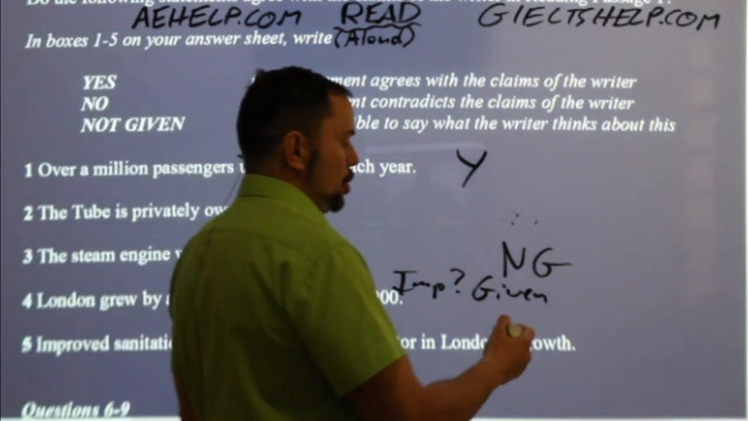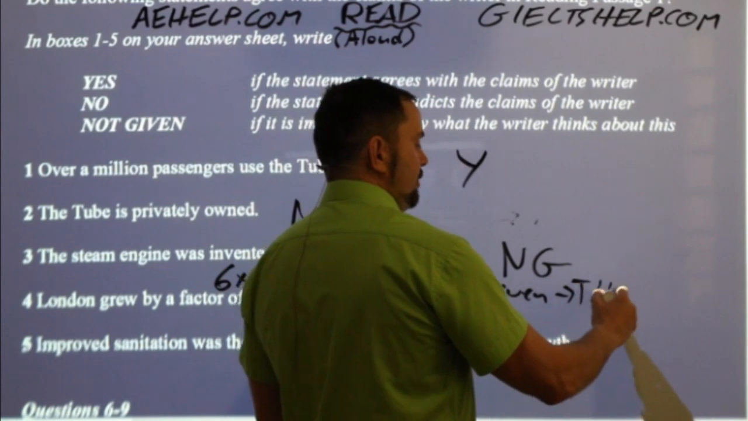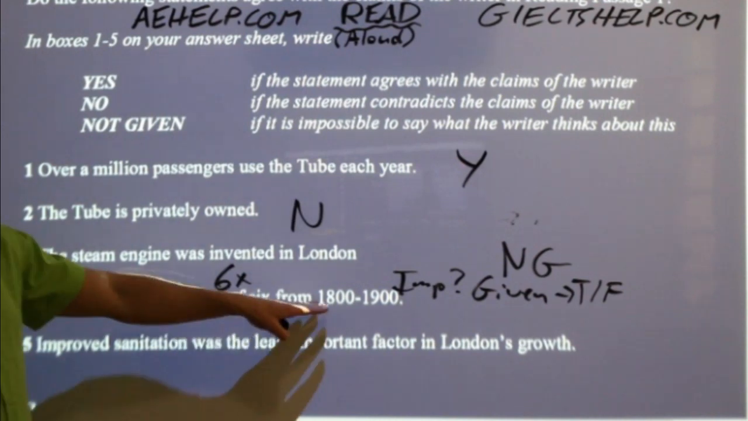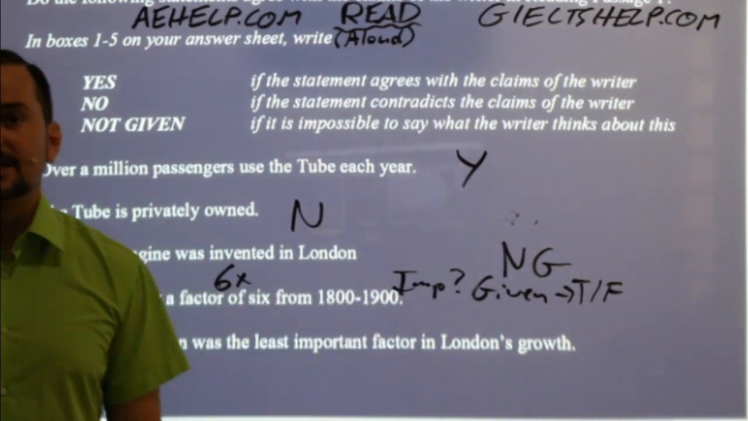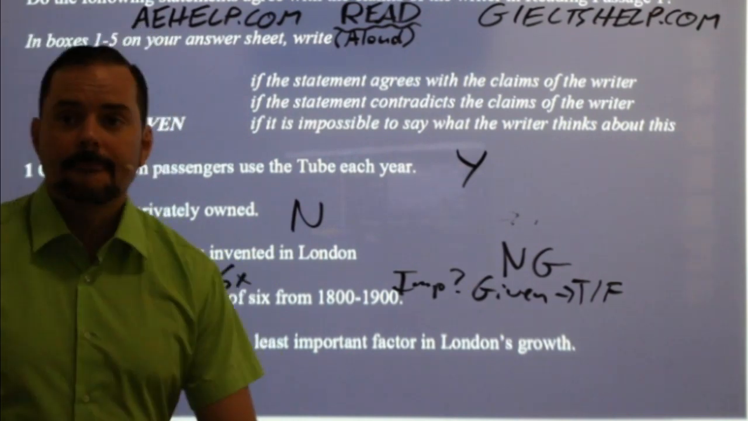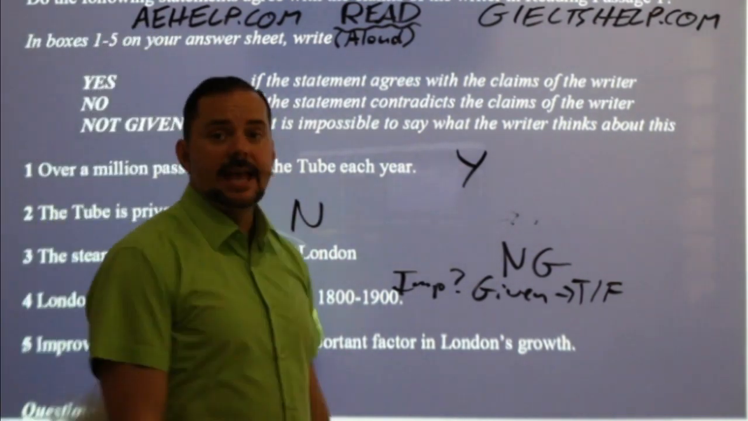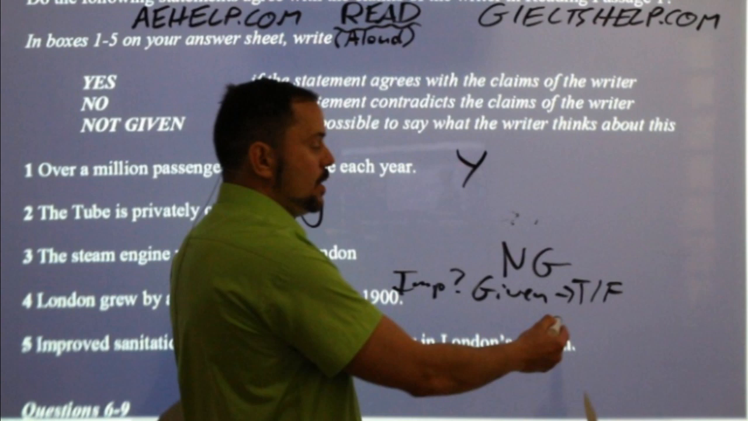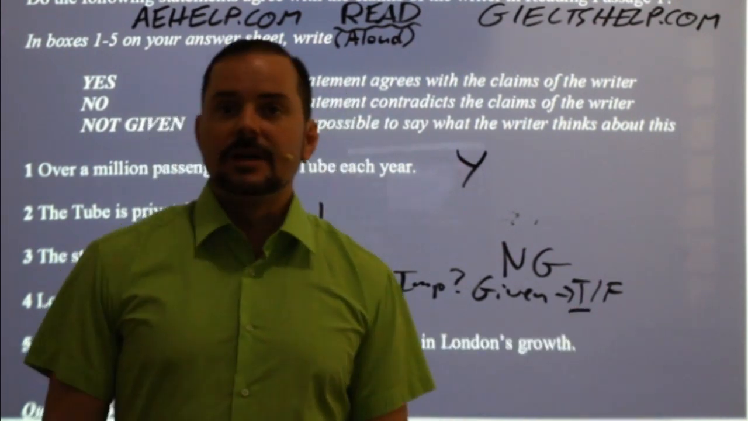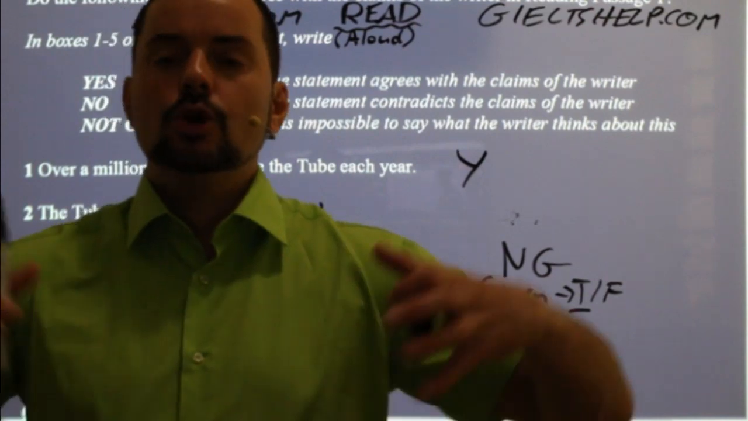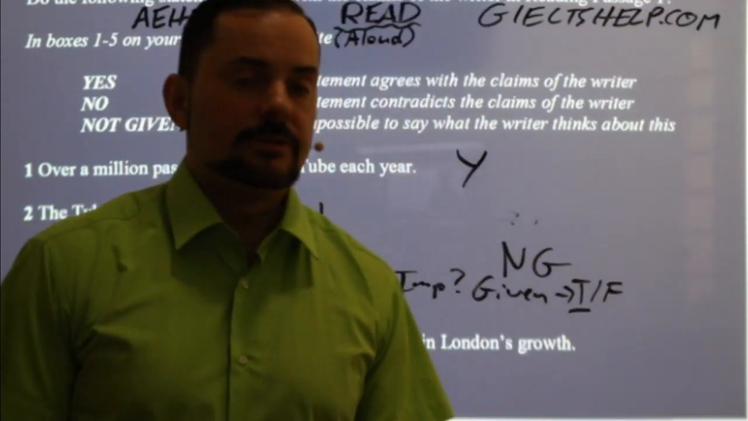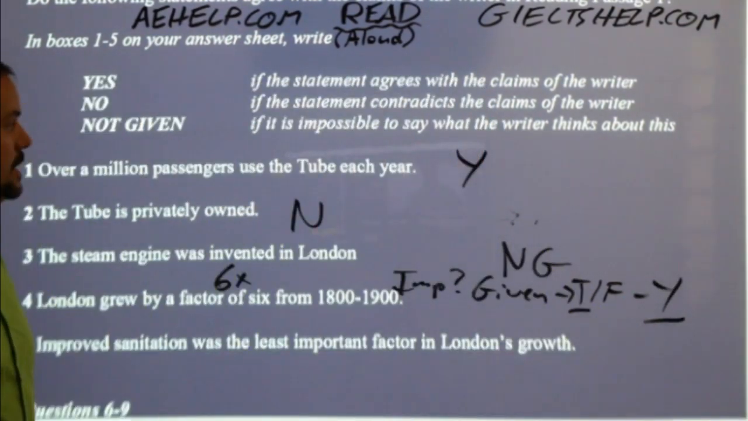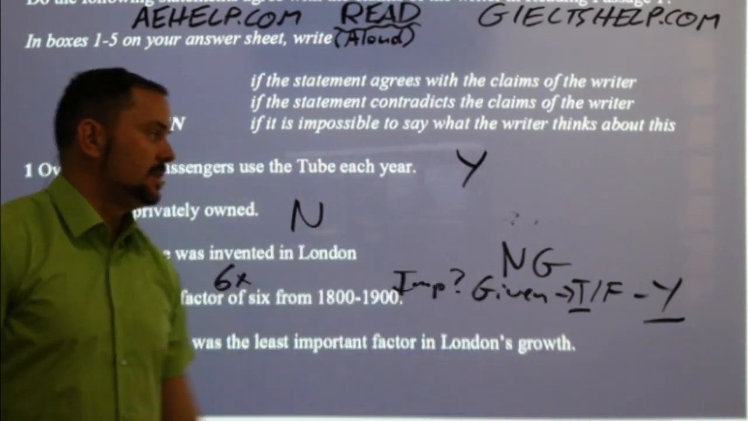So is it true? True or false? Did London grow by at least 6 times from the 18 to the 1900s? Is that true or false? Yeah, it's given and it's true or false. Yeah, Pooja says it's true. Yeah, it went from 1 million to 6.5 million. There's even that nice expression of ballooned to 6.5 million, right? So I indicate yes, and I move on, okay? So far, yes, no, not given, yes.